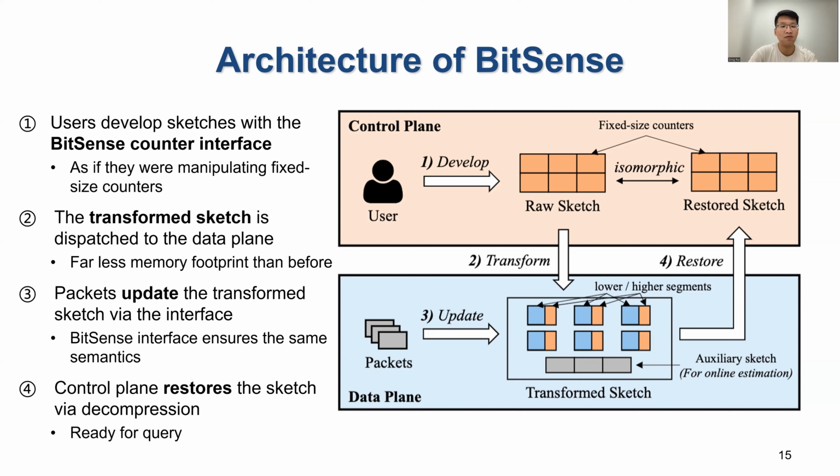Step 2 is that the compressed or transformed sketch is dispatched to the data plane. It consumes far less memory than before. Step 3 is that the packets update the transformed sketch via the interface, which ensures the same semantics as before. The last step is that the control plane periodically collects the sketch and restores it via decompression. It results in a store that is isomorphic to the raw sketch. Now the sketch is ready for query.